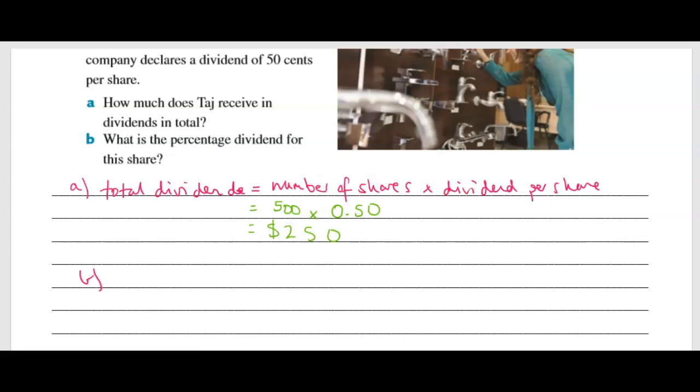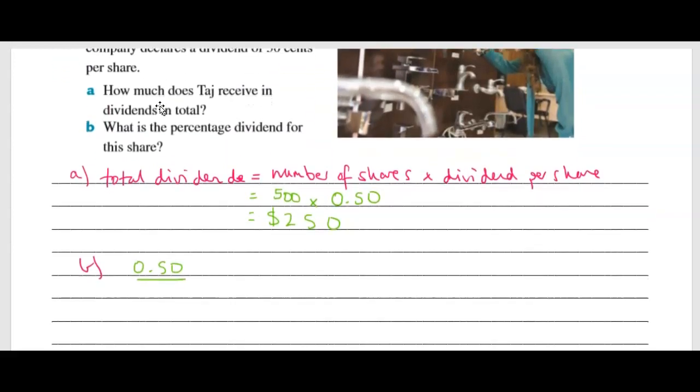So question B. So the dividend is 50 cents and the share price, I think, was $3.50, $4.60, sorry, $4.60. And then to turn it into a percentage, just multiply it by 100. So 0.5 divided by $4.60 times 100. So to 2 decimal places, 10.87%. Oh, that one was a tough one, girls.